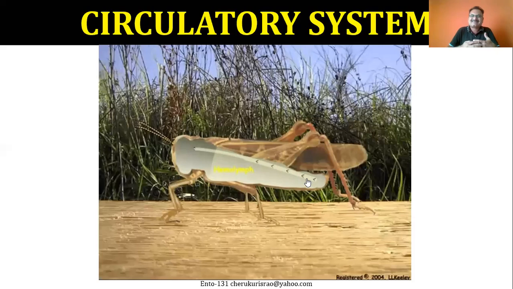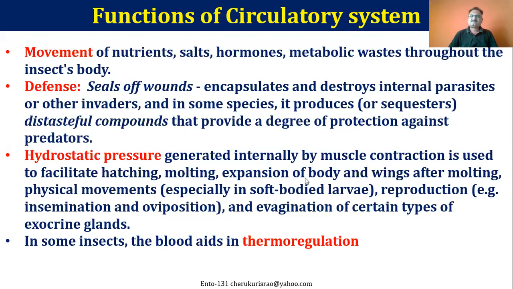Unless you have some kind of wavy motion or turbulence, blood will not move from one place to another place. To create a turbulence inside the body cavity, to create some kind of waves inside the body cavity, insects have a small heart, unlike our heart, and that heart is called the dorsal blood vessel. We will discuss the structure of the dorsal blood vessel and how the blood moves from backwards to forwards. Before we get into these details, we should know the importance of the circulatory system here.